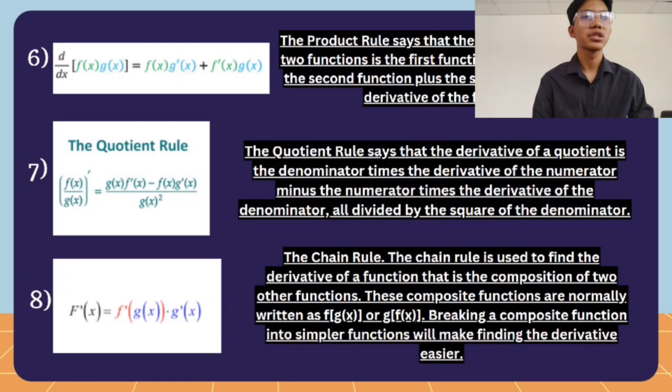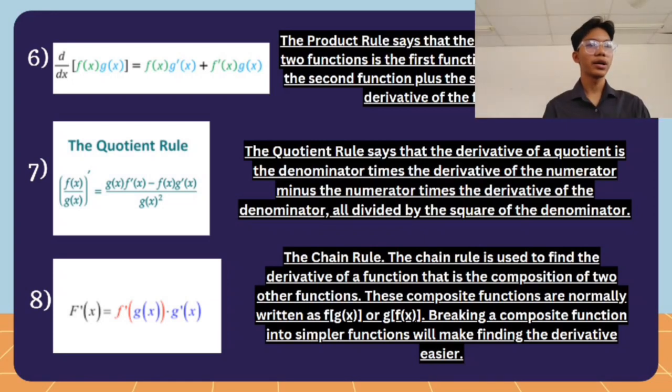And the last one is the chain rule. The chain rule is used to find the derivative of a function that is a composite of two other functions. These composite functions are normally written f(g(x)) or g(f(x)). Breaking a composite function into simple functions will make finding the derivative easier. Next, I will pass to Tavin Raja. Thank you.